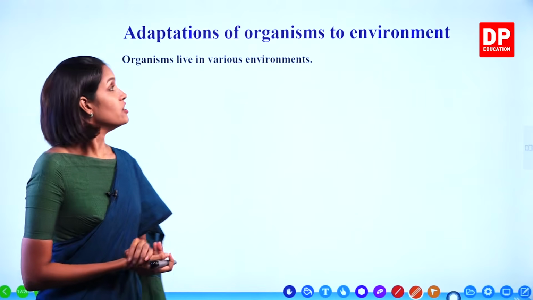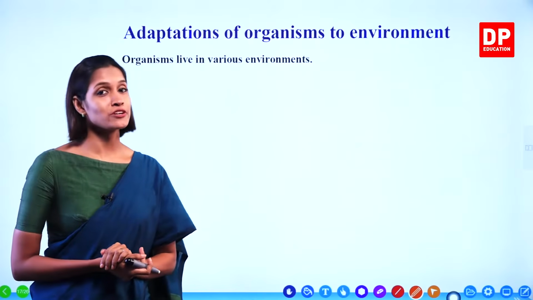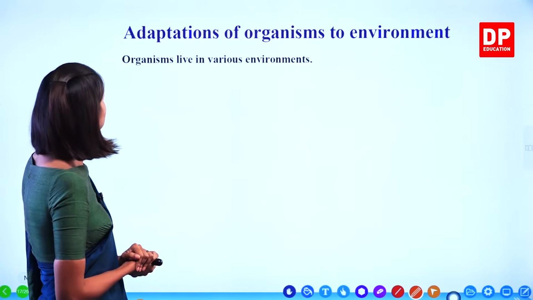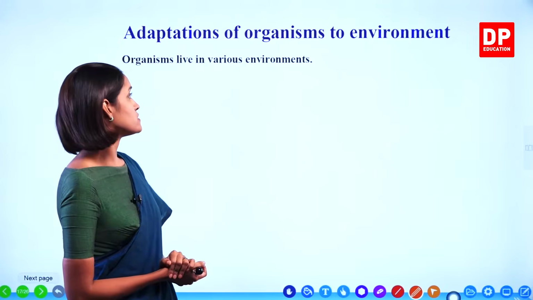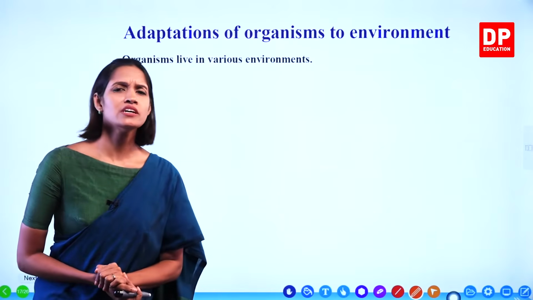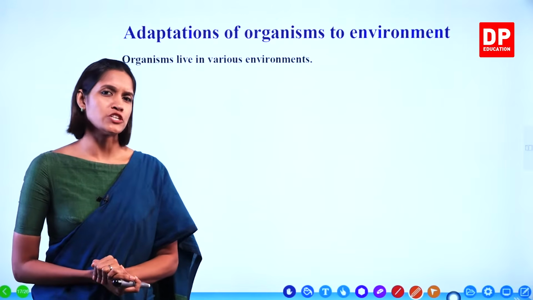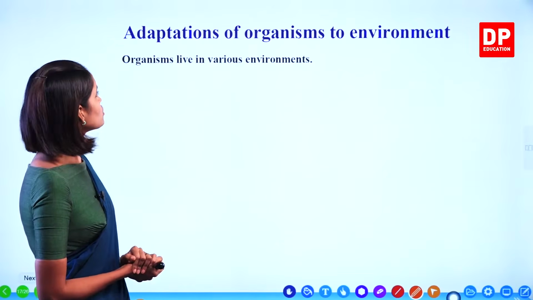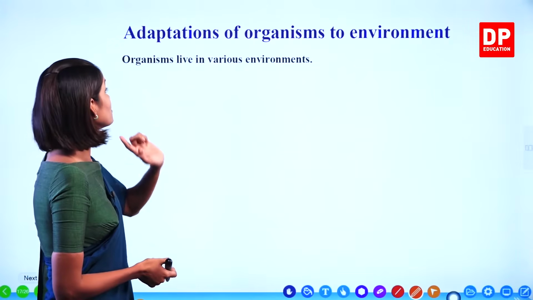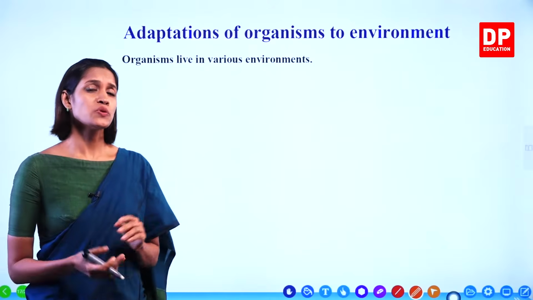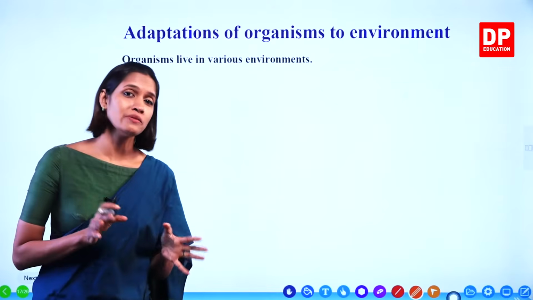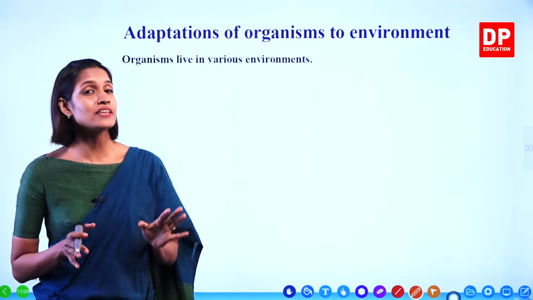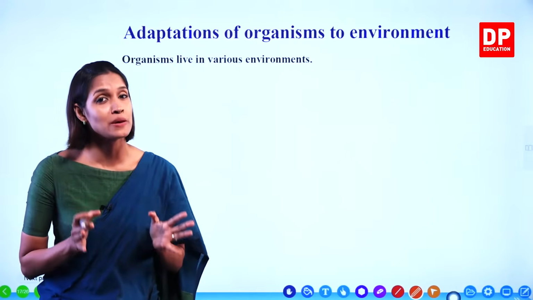Right, children. Now we are moving to the next topic of this lesson. That is adaptations of organisms to environment. What is the meaning of adaptations, children? Right, we will go through this. Organisms live in various environments. So, when a certain plant or animal live in a particular environment, that environment is known as their habitat.